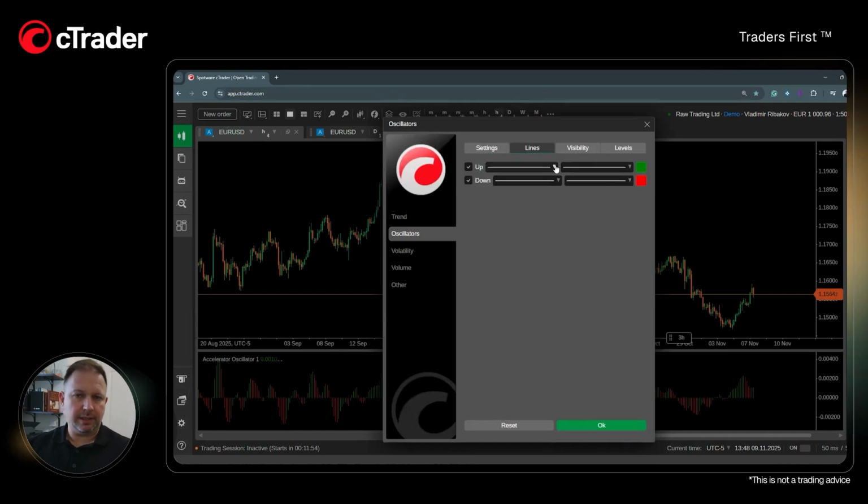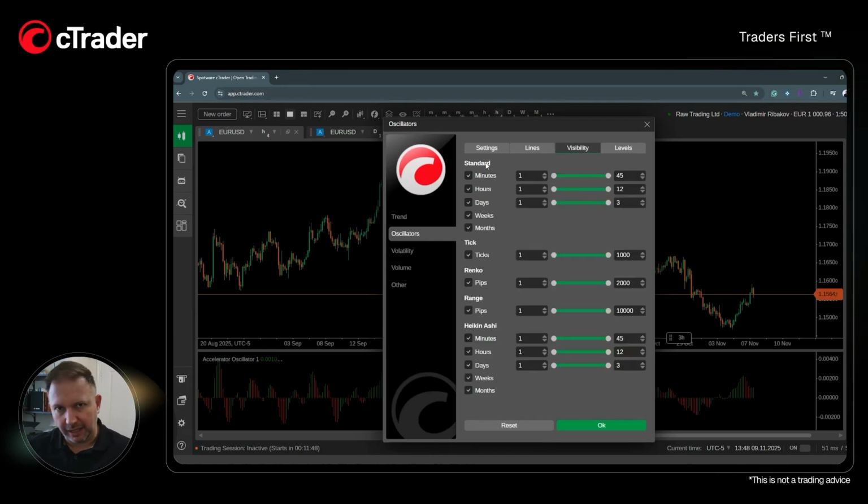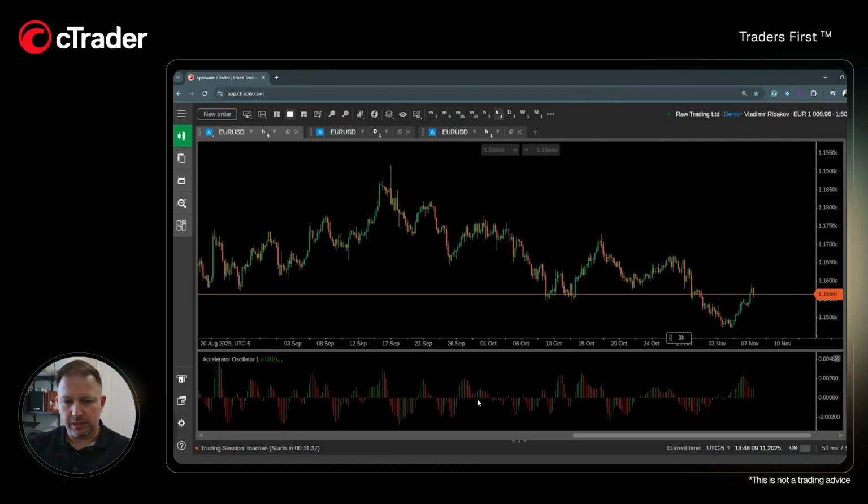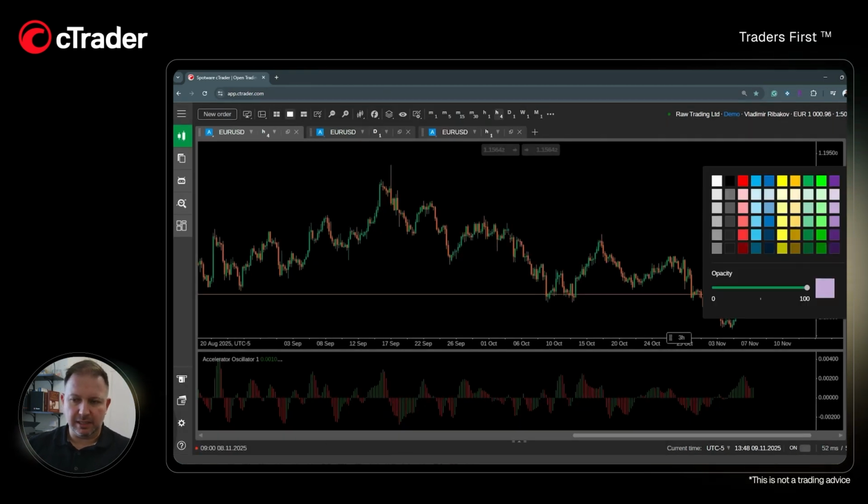The lines you can define as you want, the style and the thickness, of course, as well as the visibility on what time frame and what chart types you want to see it, and where you want to see it, on the chart or in the panel. Very comfortable, very convenient for traders. Once you apply that, this is how it looks.